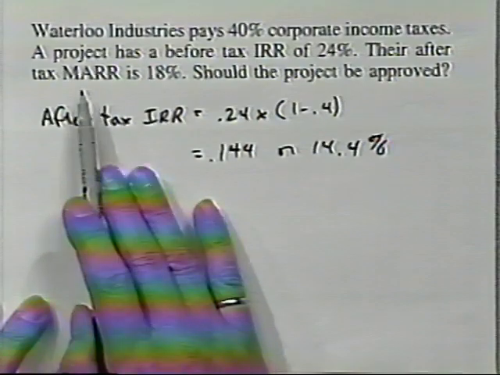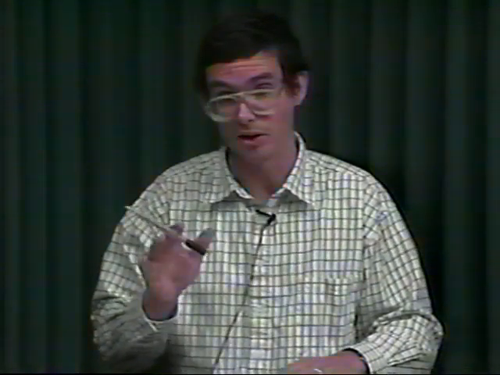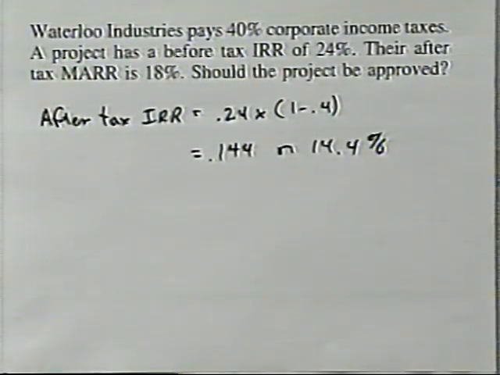So for example, if our after-tax MAR was 15%, and the after-tax internal rate of return was 14.4%, well, that's getting fairly close. And we might want to do a more accurate calculation to determine whether, in fact, the internal rate of return does exceed the MAR. So it's an approximation, but it's fairly close and pretty good for most purposes.